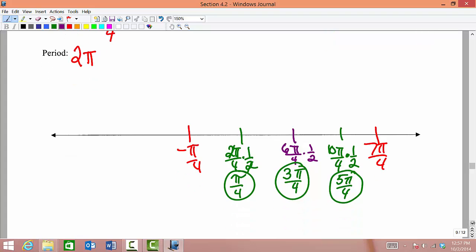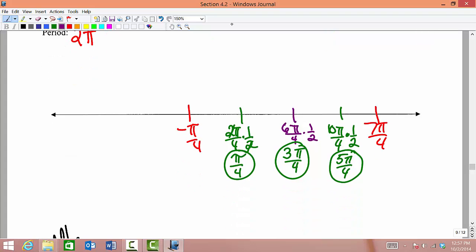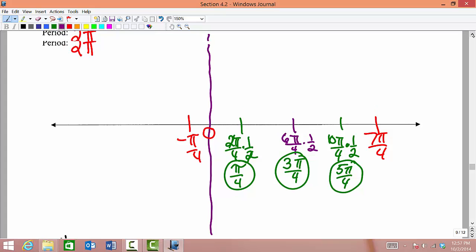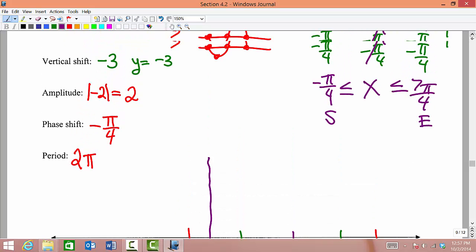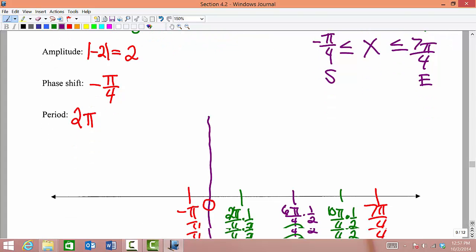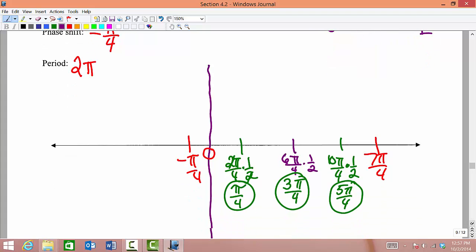Let's put in our y-axis. Now notice that our x values go from a negative value to a positive value, so we're going to put our y-axis in between those. And in fact, the y-axis is actually directly in between those, because we have the same numbers but different signs. And let's look back to where our vertical shift put us. So the vertical shift was negative 3. So that means the new middle of our graph will start at y equals negative 3. Our amplitude is 2, we'll keep that in mind.